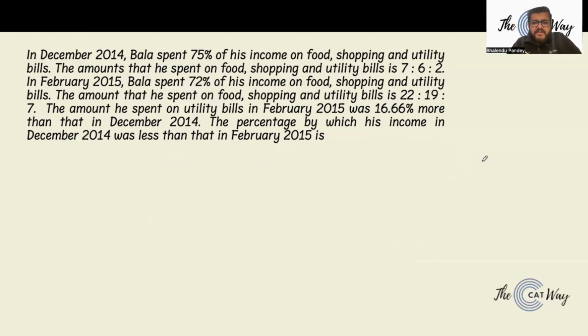So the question is that in December 2014, Bala spent 75% of his income on food, shopping, and utility bills. Okay, so let's say in 2014, Bala's income is 100x. He spent 75%, so the amount spent is 75x, correct? Now the amounts that he spent on food, shopping, and utility bills are in the ratio 7:6:2.